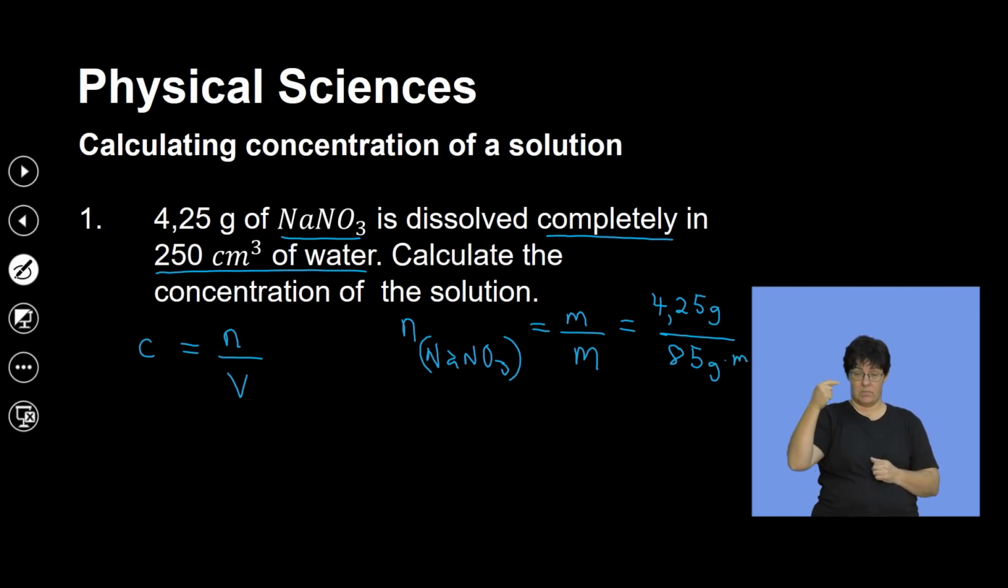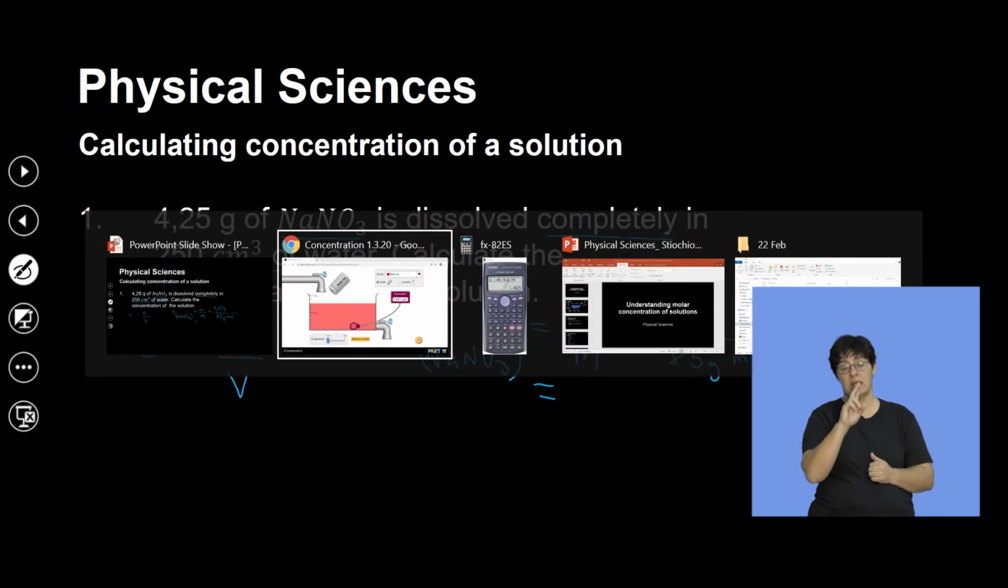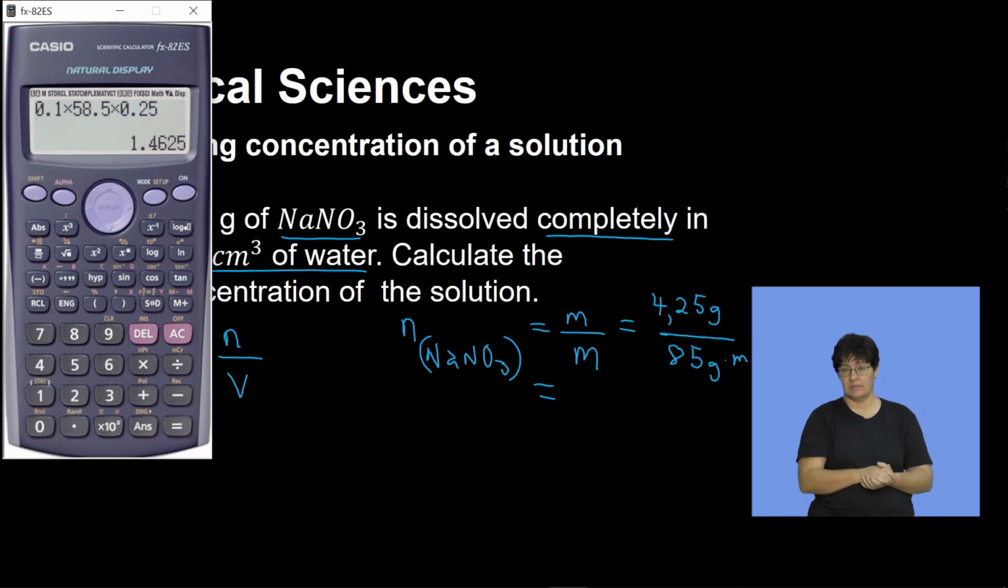So the number of moles, we can just quickly do that by way of calculation. What do we have? We've got 4.25 divided by 85, okay?